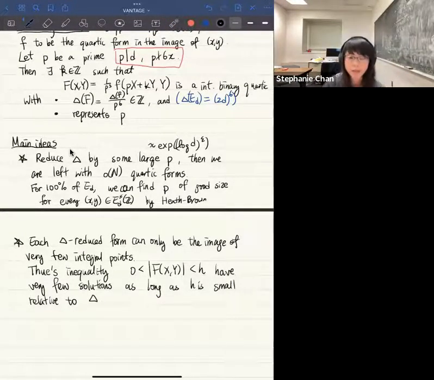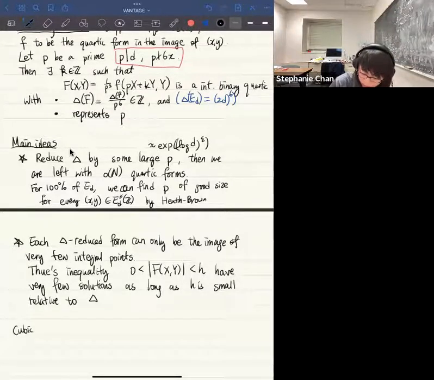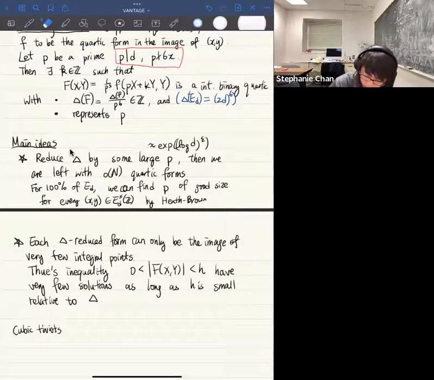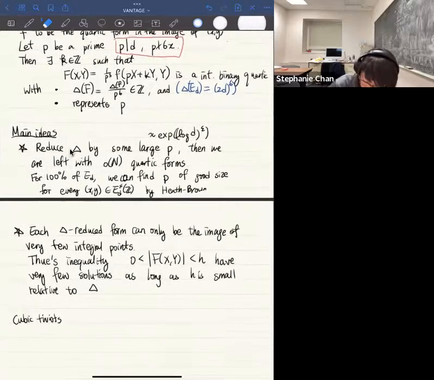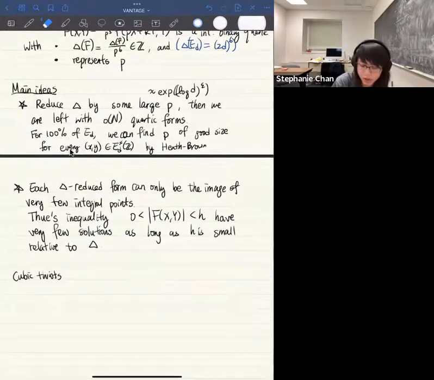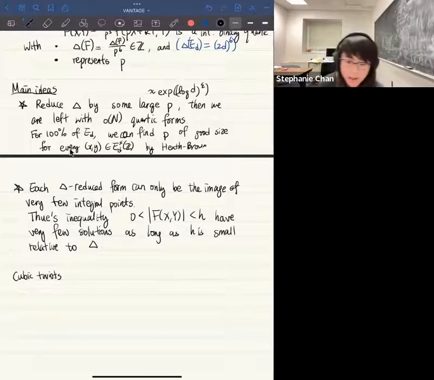So I'm almost out of time. I'll just mention one related result that applies some similar ideas, which is for the cubic twist family. There are some similarities between quadratic twist and cubic twist families. In the cubic twist case, we can obtain cubic forms instead of quartic forms, and then we can also apply a transformation to reduce the discriminant of the forms.